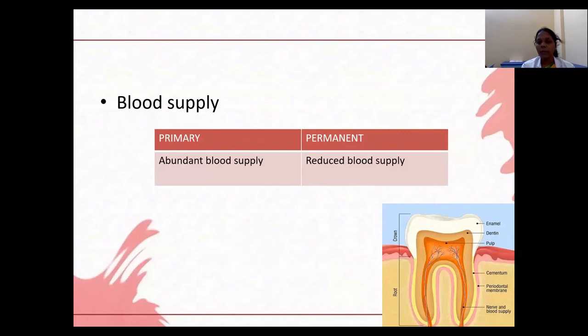Next, moving on to the blood supply for primary and permanent teeth, there will be more abundant blood supply present in primary teeth when compared to permanent teeth, where usually only reduced blood supply is present. So when you are doing any access cavity preparation or access opening in primary teeth, or removing pulp polyp from primary teeth, you can appreciate more amount of bleeding in that patient.